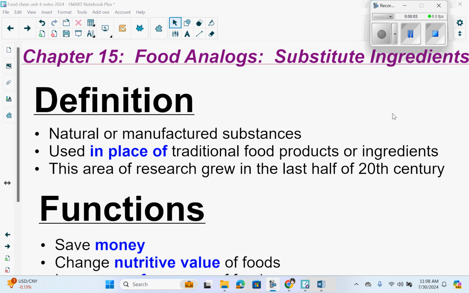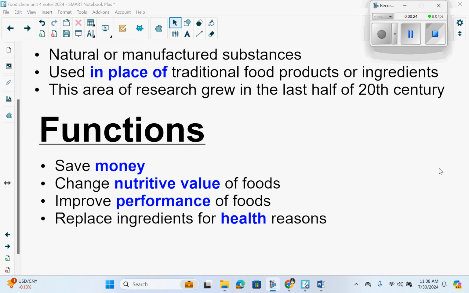This is Food Chemistry Unit 4, Chapter 15, Food Analogs, Substitute Ingredients. By definition, a substitute ingredient could be natural or a manufactured substance. It's used in place of traditional food products or ingredients. This area of research grew in the last half of the 20th century.